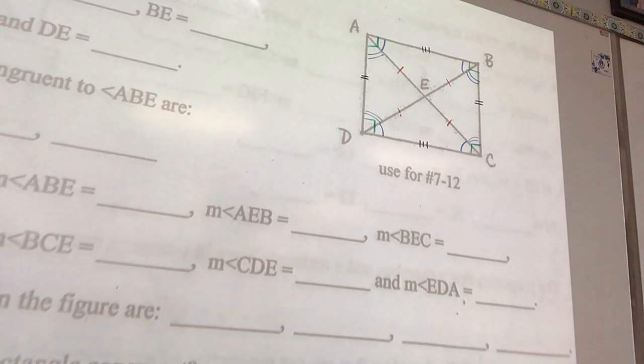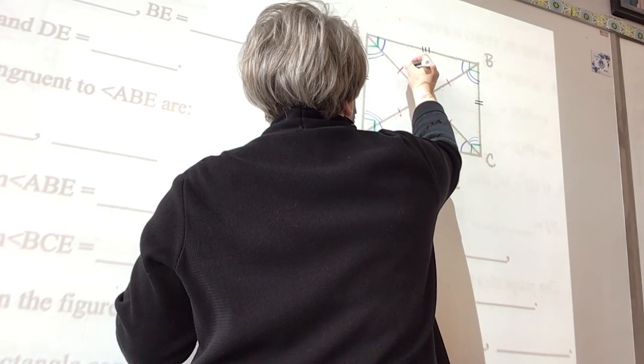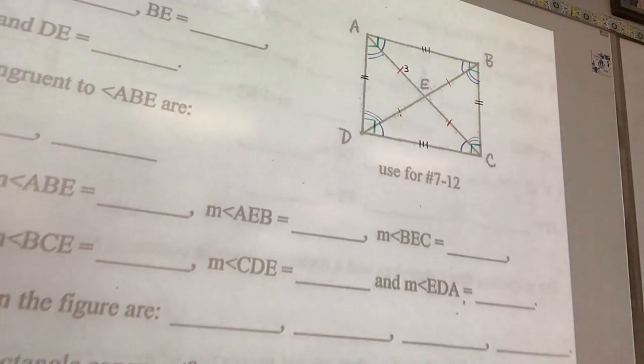Okay, they give us some information, and then we go plug it in and then answer their questions. Sound like a plan? Okay, look at right here. They tell us AE is 3. So I go over to AE. It's part of my diagonal, and so I'm going to put in a 3.